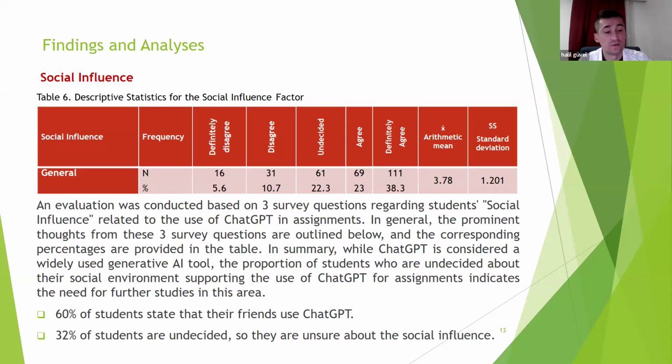As a result, 60% of students state that their friends use ChatGPT, and also 32% of students are undecided. So they are unsure about the social influence regarding this AI tool.